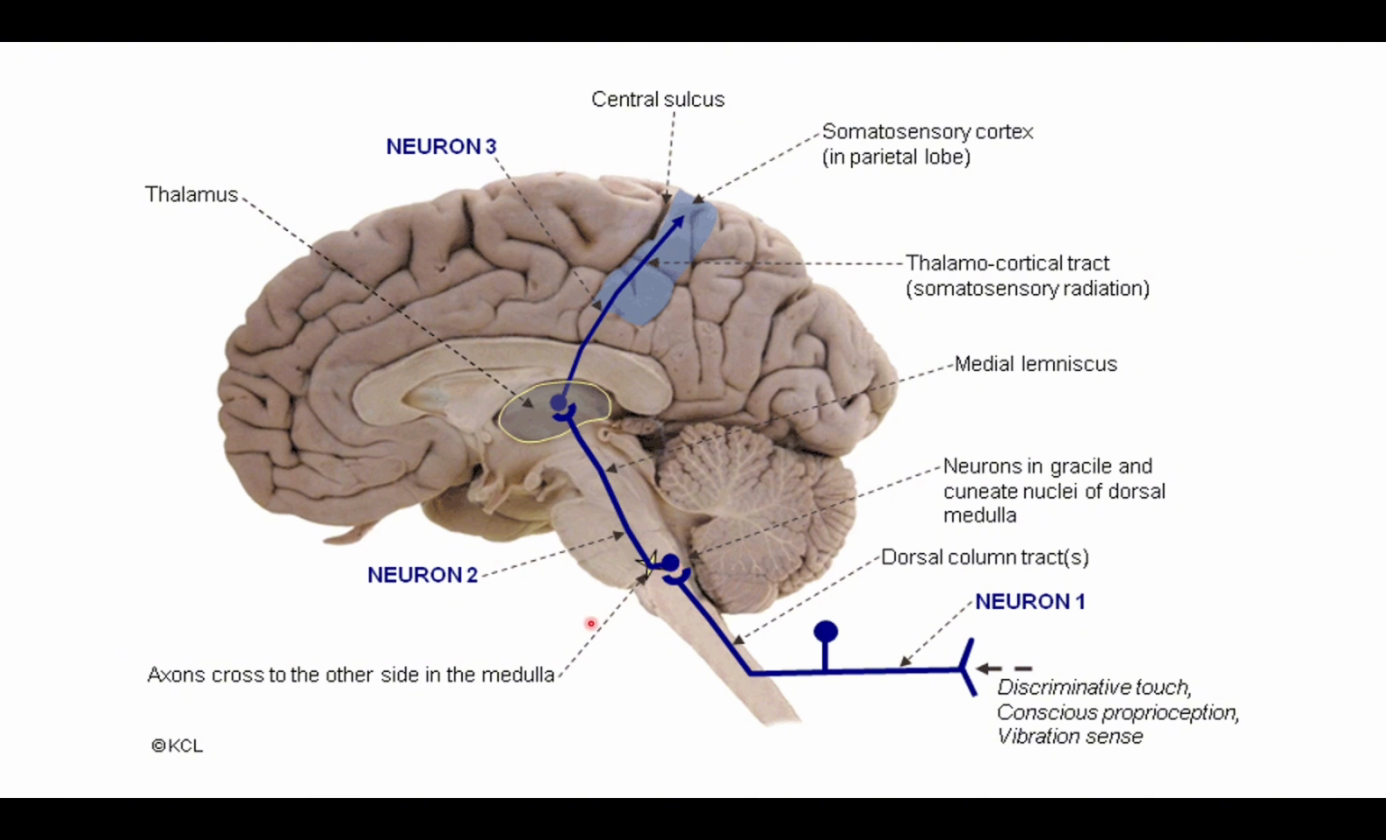All right. Axons cross to the other side in the medulla, which means that the first order neurons, when they get to the medulla, will synapse with a second order neuron, which goes through the pons and then midbrain and then to the thalamus. At the thalamus, it will synapse with another order of neuron, the third order neuron, which will go to the primary somatosensory cortex.